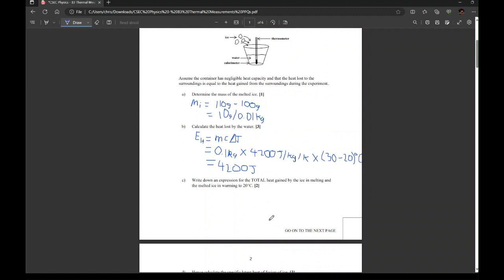Okay, next part of the question, we need to write an expression for the total heat gained by the ice in melting and the melted ice in warming to 20 degrees Celsius.